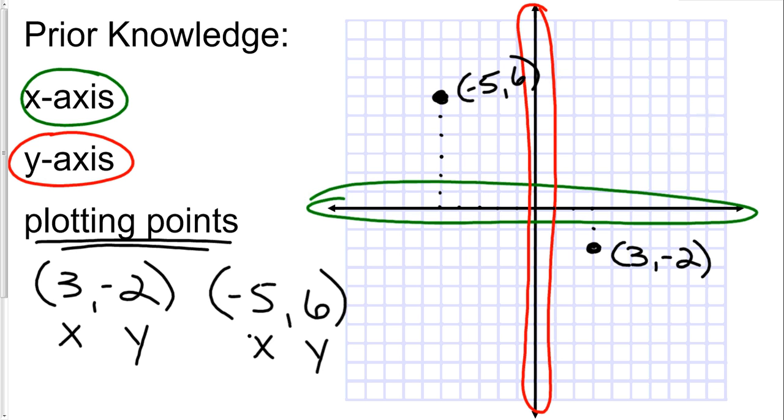So this is stuff you should have done in previous years. And it's very important that we understand where the x-axis is, where the y-axis is, and then how we plot our points and how these coordinate points, these coordinate pairs are set up. Each pair is x, y.